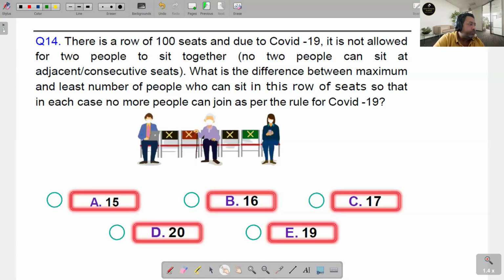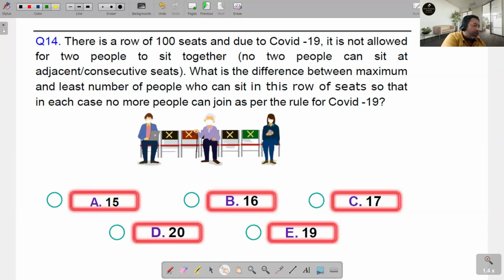Question 14. There is a row of 100 seats, and due to COVID-19, remember this particular GMAT edition is from 21-22, at that time the world was grappling with COVID, it is not allowed for two people to sit together. No two people can sit at adjacent consecutive seats. What is the difference between the maximum and least number of people who can sit in this row of seats, so that in each case no more people can join as per the rule for COVID-19? No more people can join.